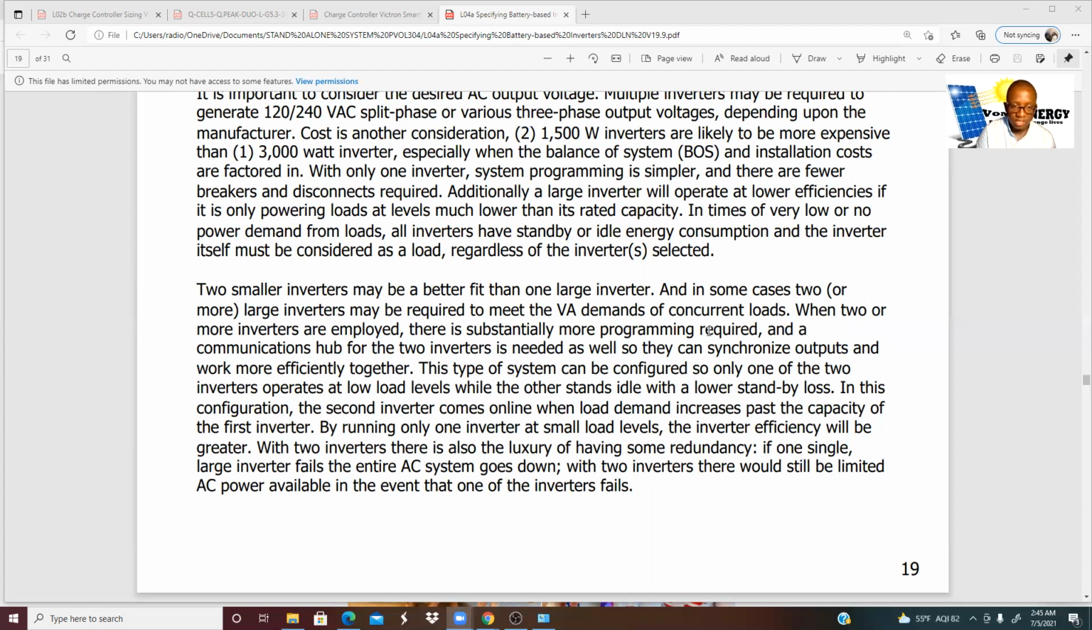With two inverters, there is also the luxury of having some redundancy. If one single large inverter fails, the entire AC load goes down. With two inverters, there will still be limited AC power available in the event that one of the inverters fails. This is a perfect illustration, perfect reading.